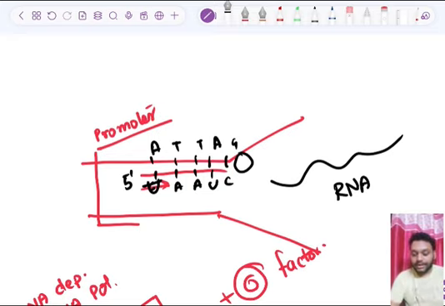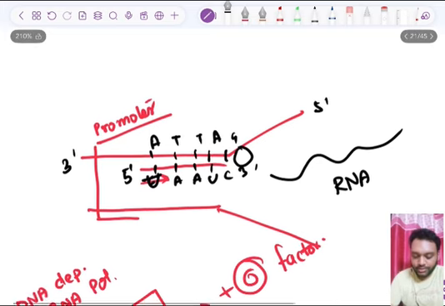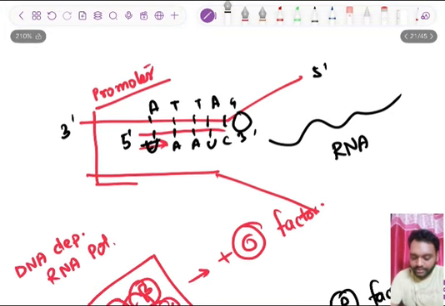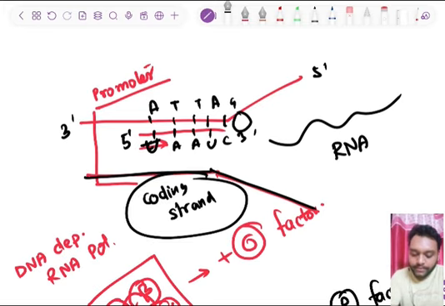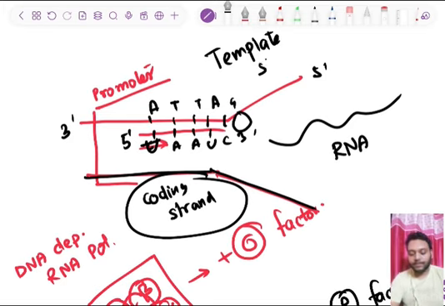And the fun fact is that the strand which is not coding for anything is known as the coding strand. Why coding strand? Because the coding strand's sequence will be the same as the RNA, complementary to the template strand's sequence. The RNA produced will be complementary to this template strand. So basically the new RNA and the coding strand have the same sequence. So this is called the coding strand.